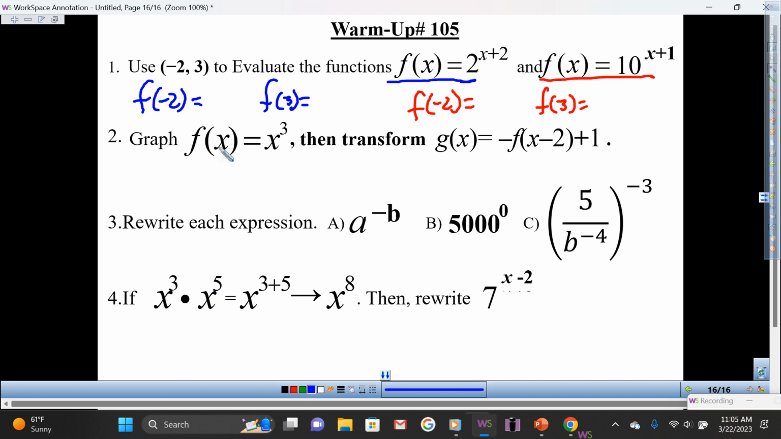Jose. One. 32. Hands if you got that. That is correct. How about for the other function with base 10, power x plus 1?